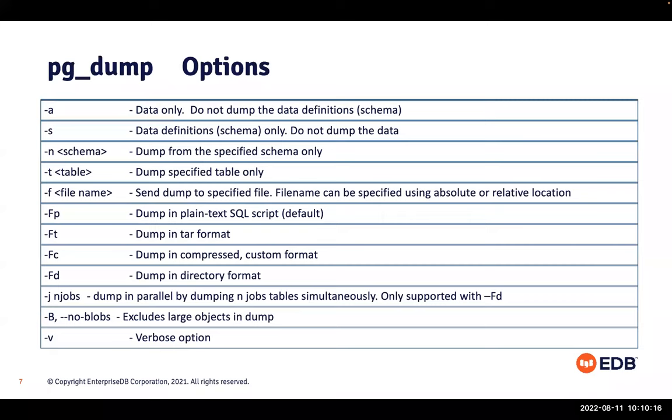I can take the tar format. I have the utility for a compressed backup, which I can take with the help of -Fc. The directory format is useful when, let's say, the volume of the database size is high. In that scenario, you want to run your pg_dump in parallel. So I'll take the directory format and I can assign the number of jobs; it dumps in parallel by dumping n jobs tables. This is only supported with the directory format. If you want to show what's going on, you can use -v for the verbose option.